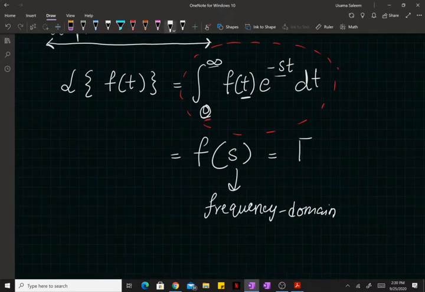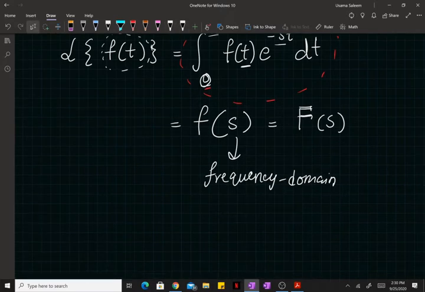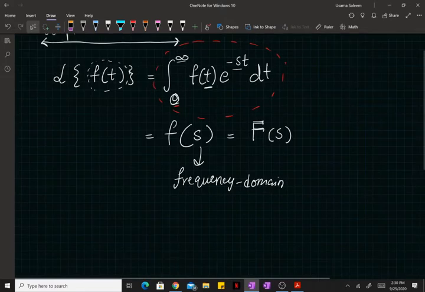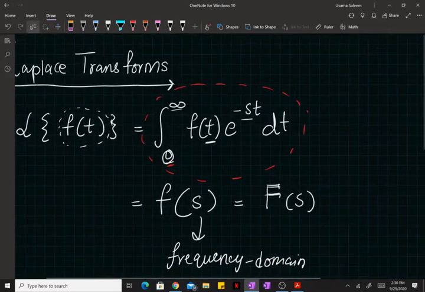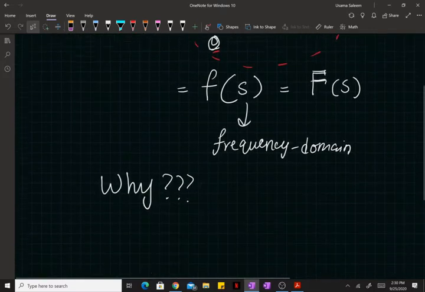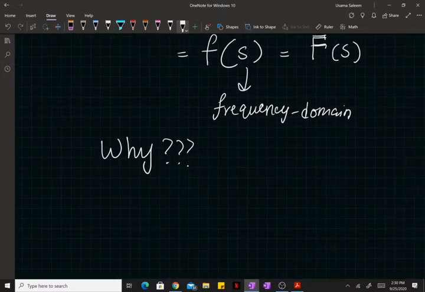Just for ease of simplicity, I prefer writing my Laplace transform functions in uppercase, so it helps me distinguish from the non-Laplace transformed version. Okay, now what is the point? Why all this hassle? This integral operation, how does this help us? So many whys. I'll try to address those questions.